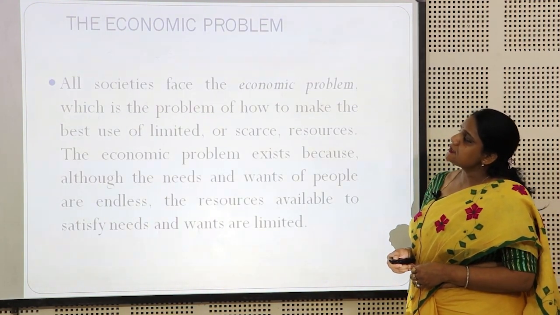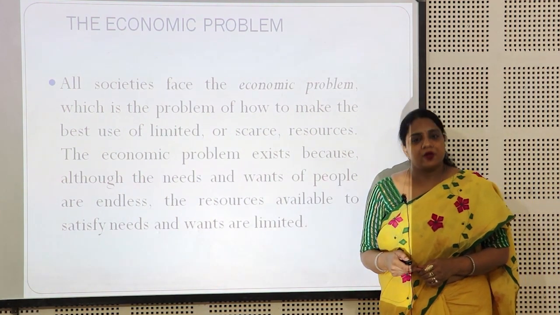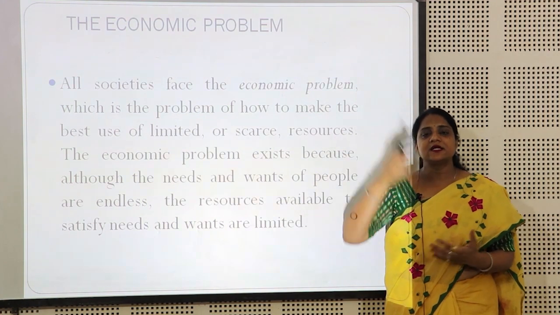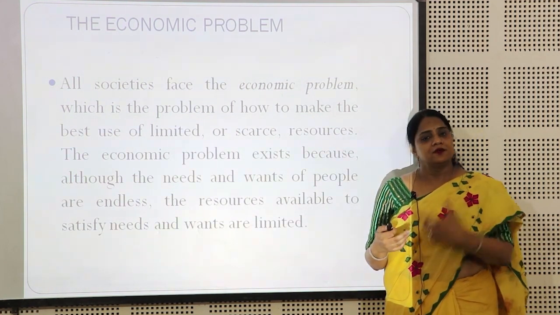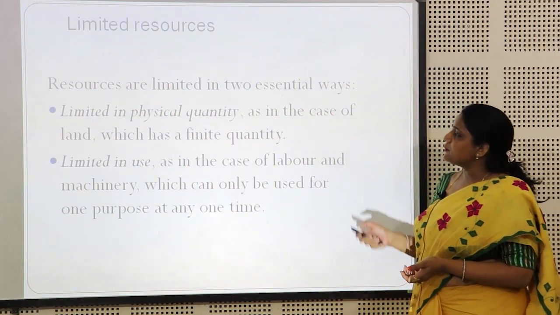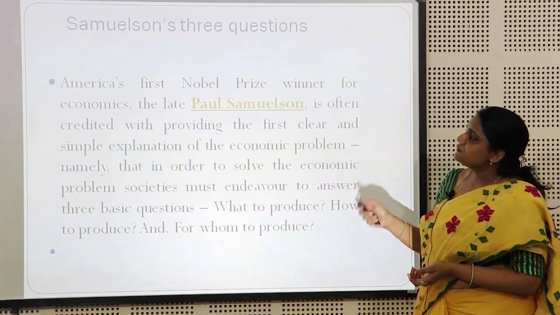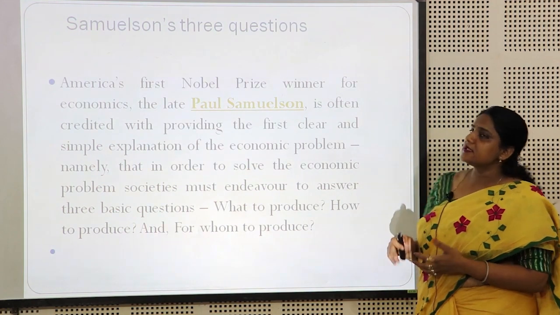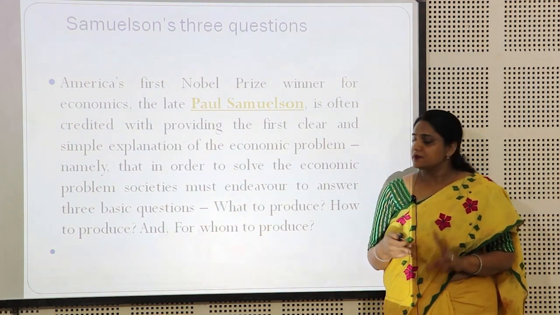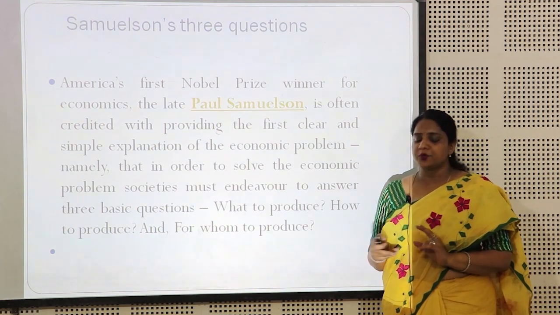Okay, now let's understand the basic economic problem. So basic economic problem, we will start with that: unlimited wants, limited resources. So basic economic problem as per Samuelson is because of the limited resources, and he said that there are three basic economic problems: what to produce, how to produce, and for whom to produce.